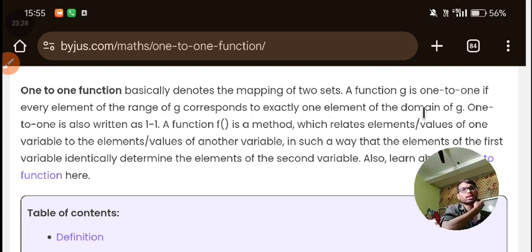A function G is one-to-one if every element of the range corresponds to exactly one element of the domain. One-to-one is also written as 1-1. A function f is a method which relates element values of one variable to the element values of another variable.